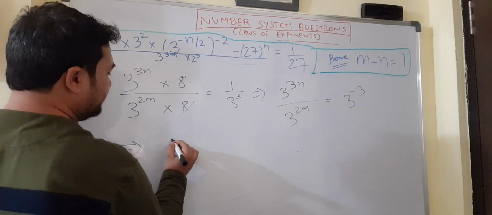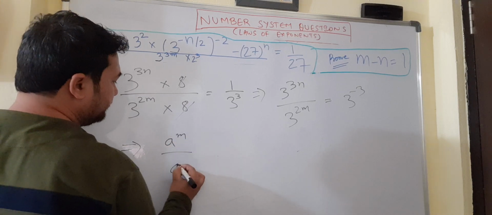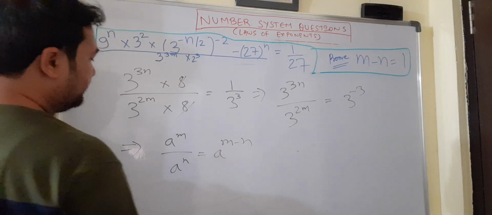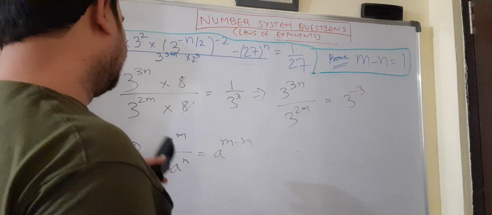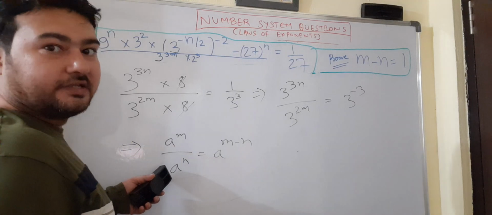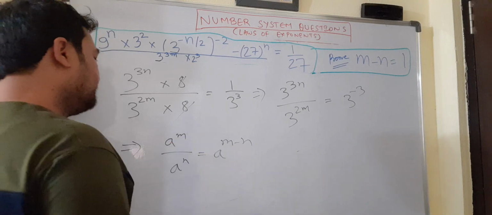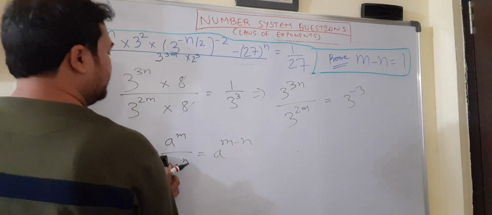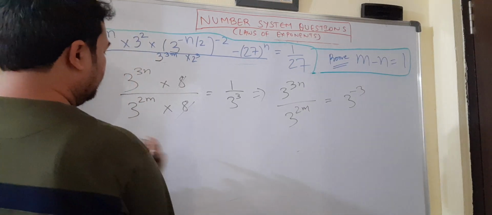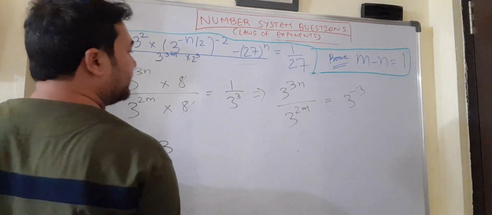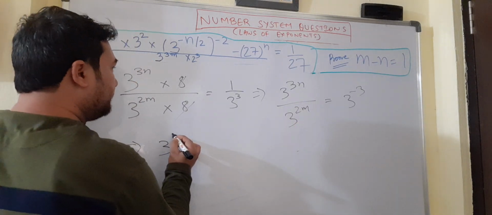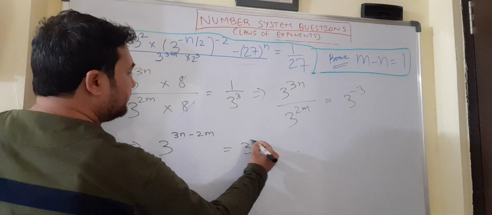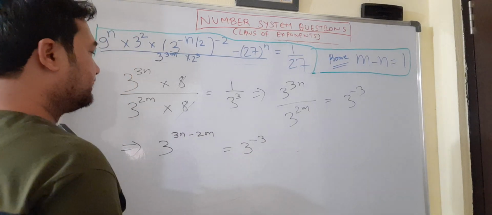Now you have studied that a to the power m divided by a to the power n, what does it become? It becomes a to the power m minus n. When you are dividing two things and in the numerator and in the denominator there is the same base, then powers subtract from each other. From the power of the numerator, the power of the denominator is subtracted. So in the same way we will proceed here. 3 to the power 3n in the numerator and 3 to the power 2n in the denominator. So it will be 3 to the power 3n minus 2n, and on the opposite side we have 3 to the power minus 3.